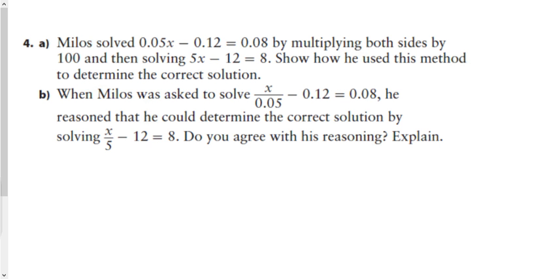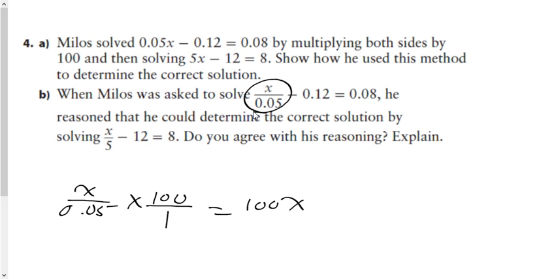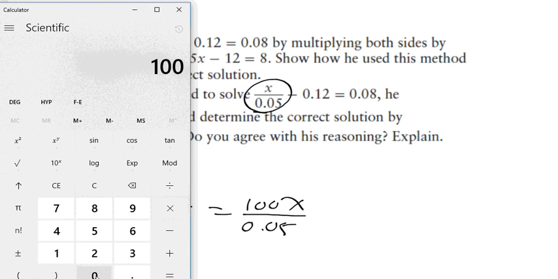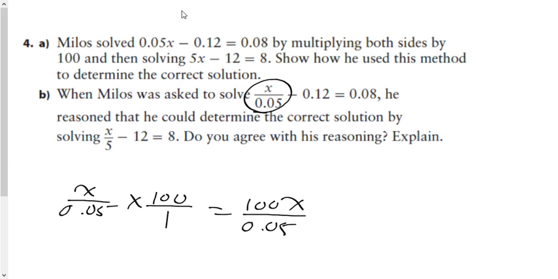So when Milo was asked to solve the other one, he reasoned that he could do the same correctly. But the problem is when you multiply this term by 100, so let's look at it here. If I multiply it by 100, and we think about multiplying the tops, you get 100x. Multiplying the bottoms, you get 0.05. When I take 100 and divide it by the number 0.05, I'm going to get a number larger than 5. I'm going to get 2,000. And you think about it, if I have $100 and I divide it into piles of nickels, how many nickel piles can I make with $100? The answer is 2,000.